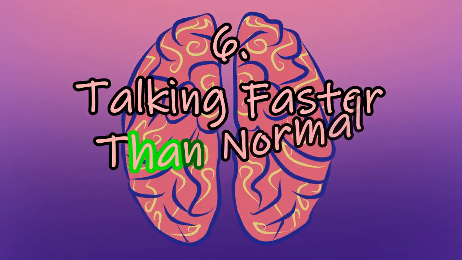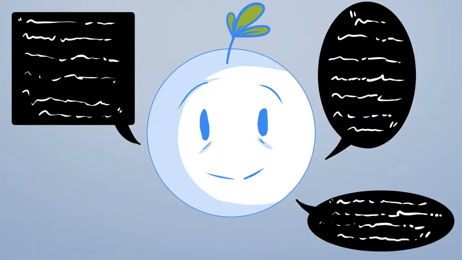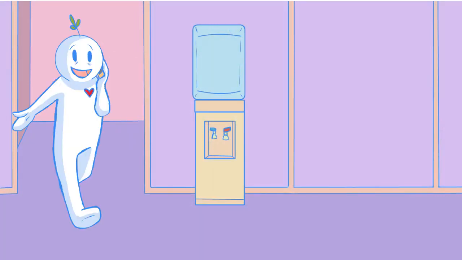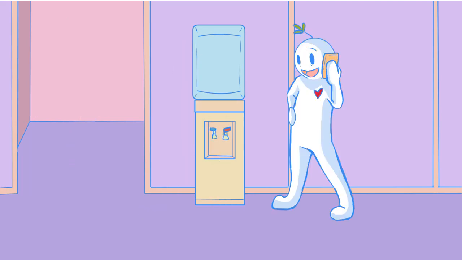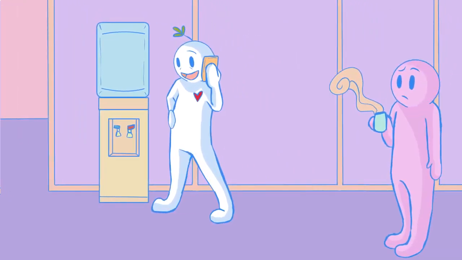6. Talking faster than normal. Do you find yourself speaking faster or louder than normal during a manic episode? When going through a manic episode, you may experience irregular speech patterns, like trailing off in the middle of a conversation or talking more than you normally do. You may be unaware that you're talking faster than normal, but someone close to you will probably pick up on it.